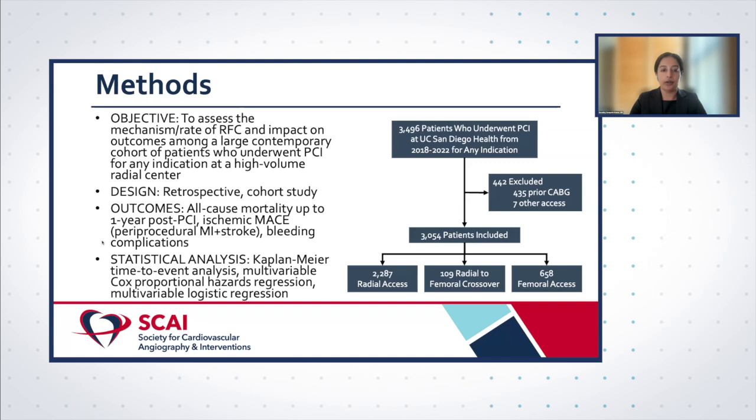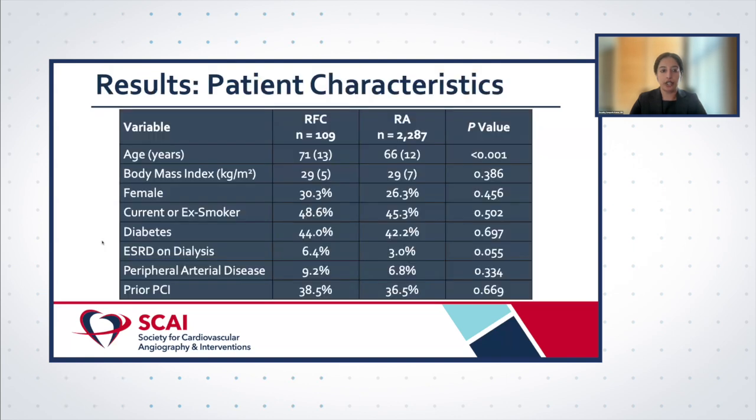Of these patients, 2,287 patients had radial access, 109 patients required radial to femoral crossover, and 658 patients had femoral access. All of the radial access cases were right radial, and all of the femoral access cases were with ultrasound guidance. Looking at our results in terms of patient characteristics, you'll see here that the age of patients in the radial to femoral crossover group was higher than that of patients in the radial access group, but there were no differences in body mass index, sex, or past medical history between groups.